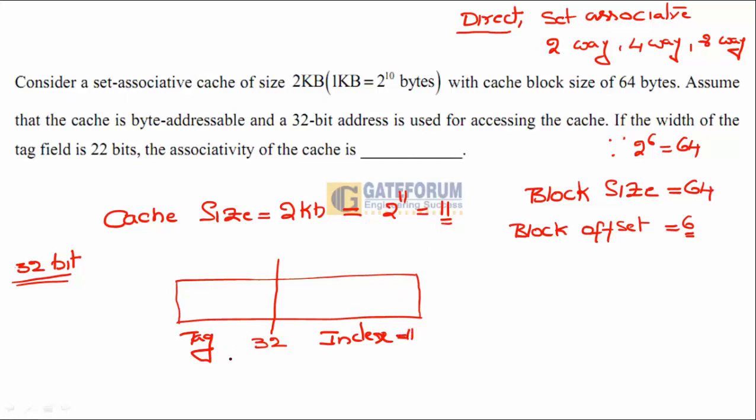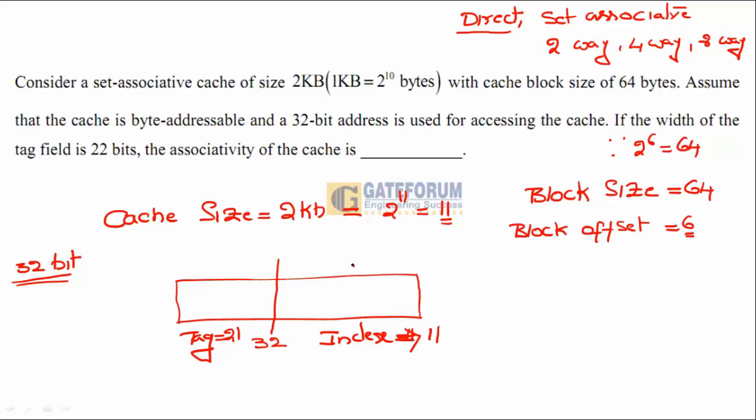And the total size is equal to 32. Index, I will write it here clearly. Index part is equal to 11. The total size of the address is equal to 32. From the 32, if we subtract 11, the remaining will be the initial tag digits. The initial tag digits are equal to 21. So the index is equal to 11 and the tag is equal to 21.